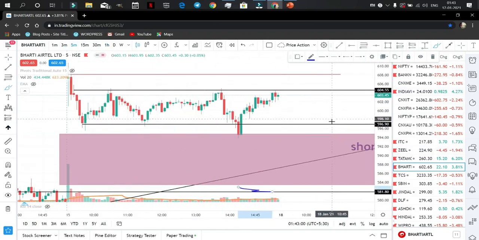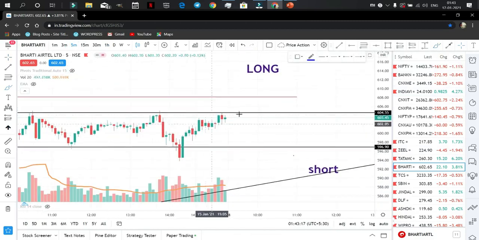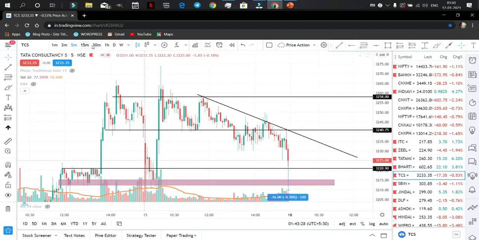Coming back to the 5-minute time frame, if the stock goes above this point, I'll take a long trade, and I'll take a short trade in this region. Now I'll definitely look into the news, and then I'll decide if I want to trade in this stock or not. The next one is TCS.